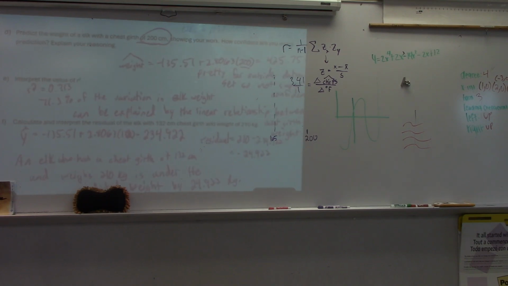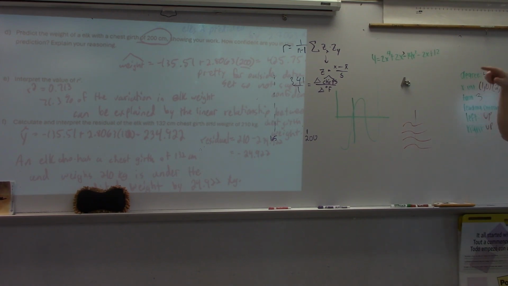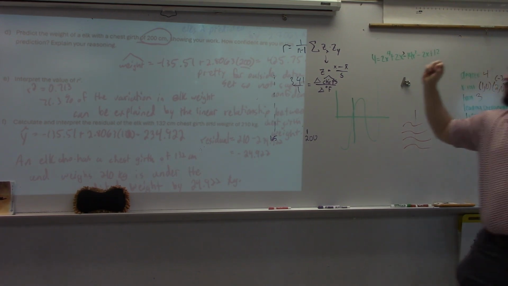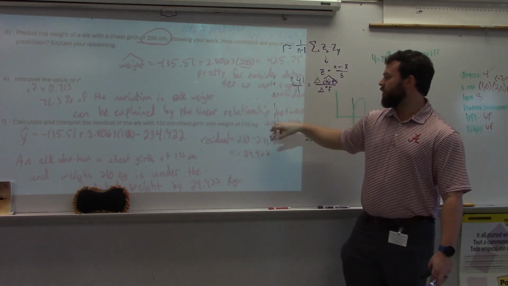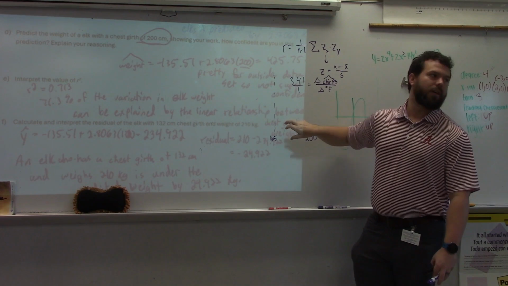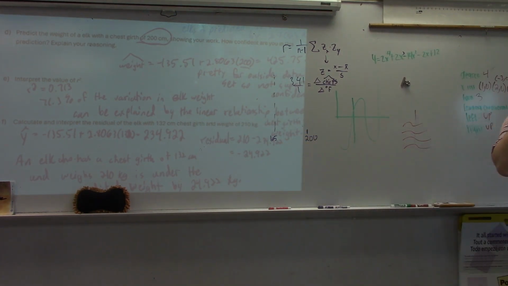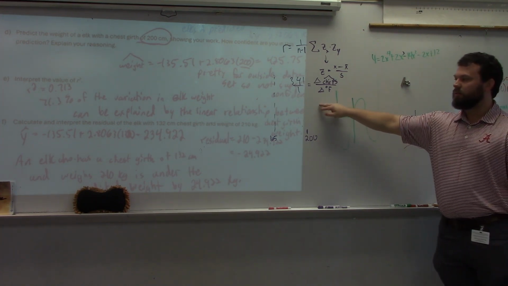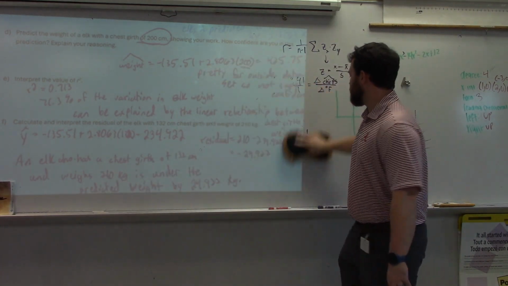We have to make sure we pay attention to the value of R squared. If you need a formula in terms of how we write the variation, that's what number 9 was all about. It's the percent of variation in the response variable that can be explained by the linear relationship between the two variables. That's what R squared is. That's the formula. Okay?